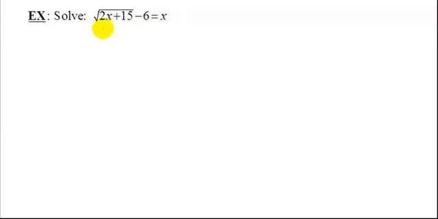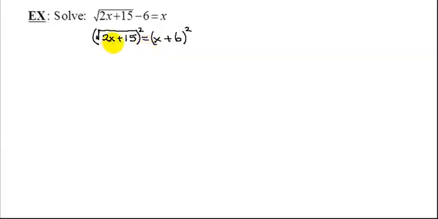The way we solve radical equations when there's only one radical present is we want to isolate the radical on one side. So I have to get rid of this term here. I'm going to add 6 to both sides. That leaves me with the square root of 2x plus 15 on the left-hand side equals x plus 6. Once we've isolated our radical, if it's a square root, we square both sides, cube root, cube both sides, etc. So I am going to square both sides of this equation.